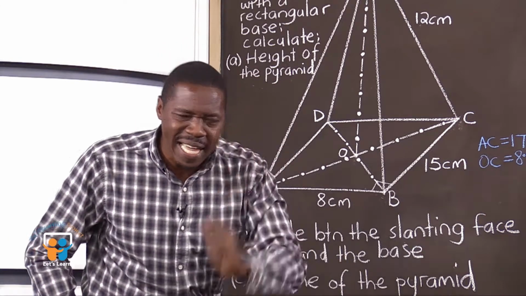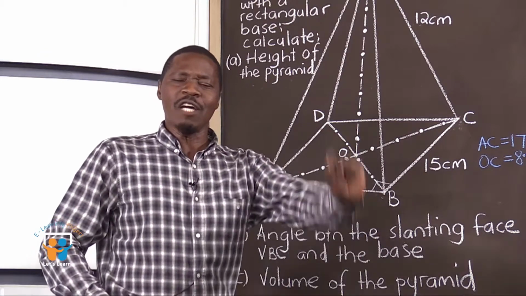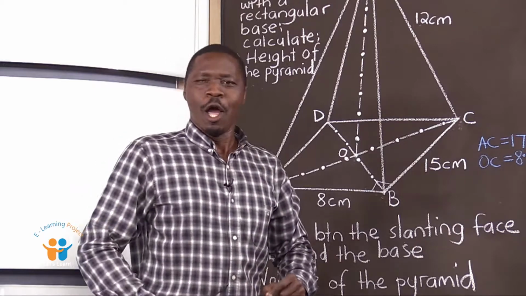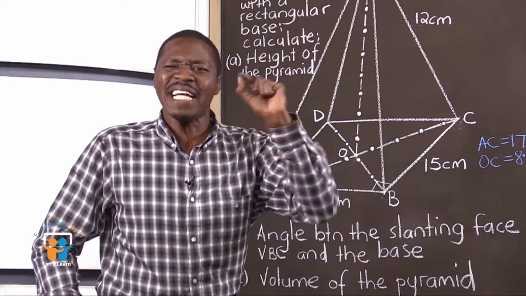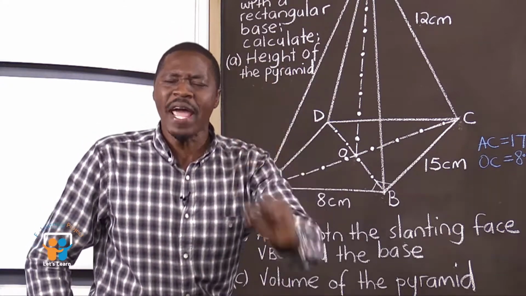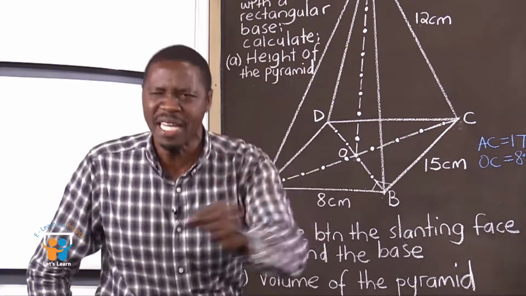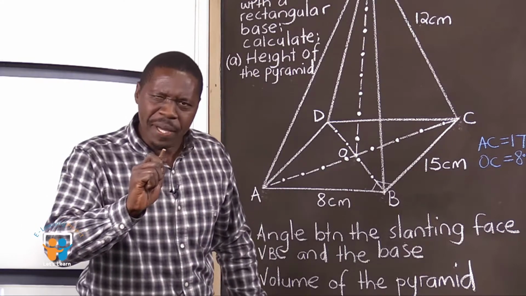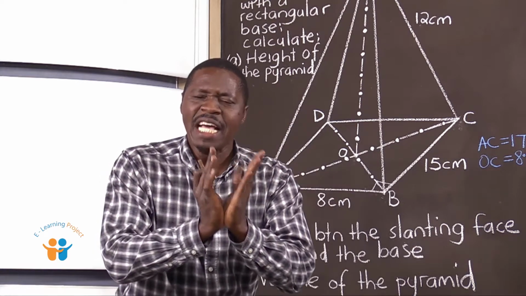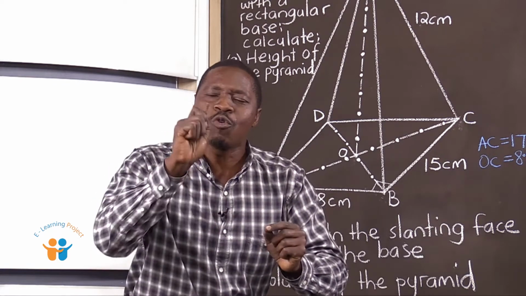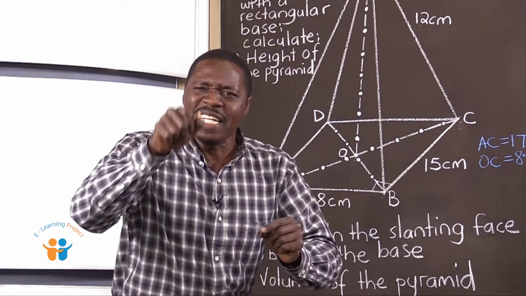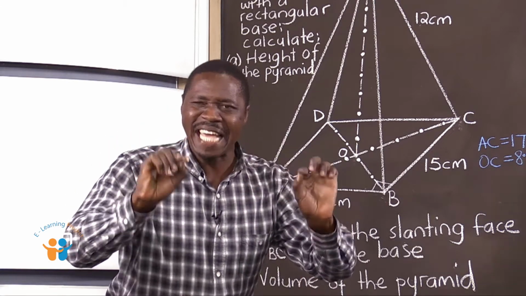But the rule states that whenever you're looking for the angle between one plane and another plane, always start by asking yourself or identifying the line where those two planes meet. I repeat, start by asking yourself, where do those two planes meet? The place where those two planes meet must be a straight line.